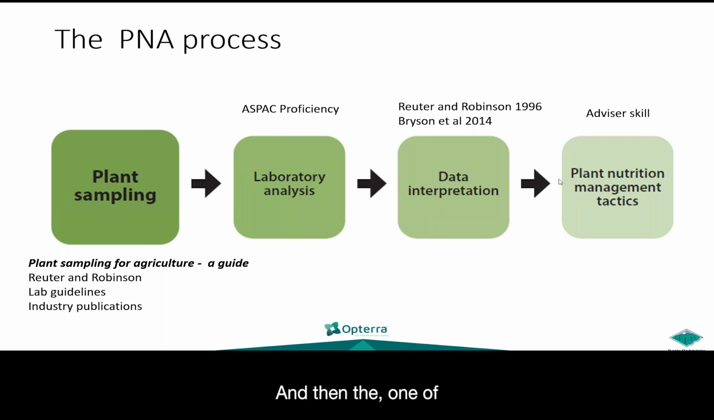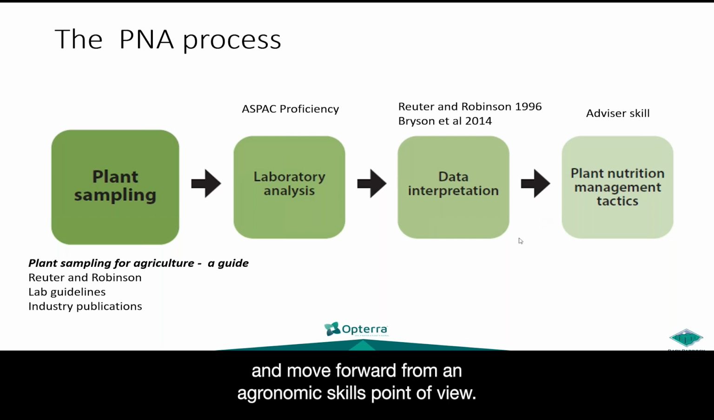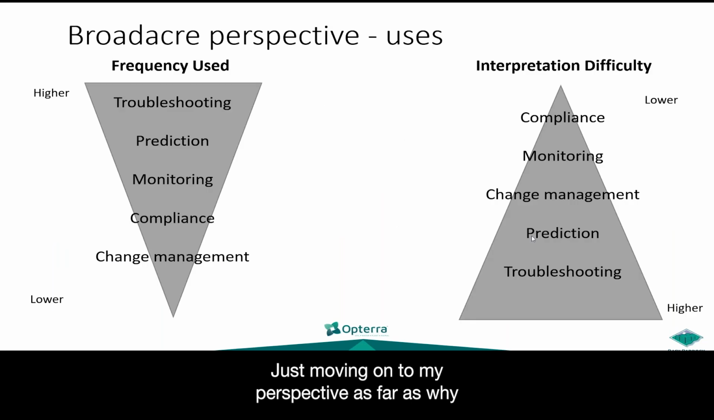And then one of the, I suppose, unfortunate situations is that data interpretation of plant management tactics really comes down to advisor skill. And that's the bit that seems to be the gap, and in the survey we were saying that is probably the biggest gap, and it's probably the biggest opportunity to help raise numbers and move forward from an agronomic skills point of view. Just moving on to my perspective as far as why, in a broadacre sense, people probably aren't using plant tissue analysis as frequently as they might.